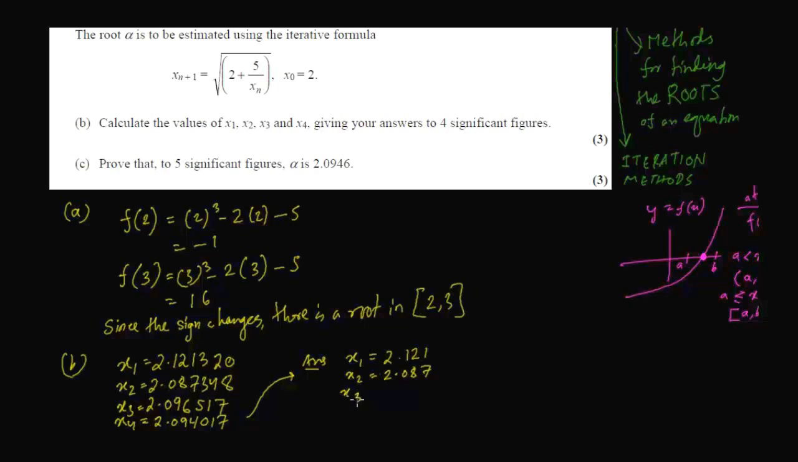Then x3 is going to be 2.097, so 2.096 will become 2.097 because of the 5. If anything is larger than 4, the next one increases by 1. So this is 4 significant figures, 1, 2, 3, 4. The next one, x4, is 2.094. So this is how it works.